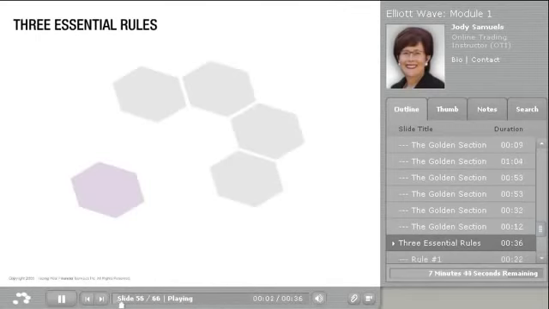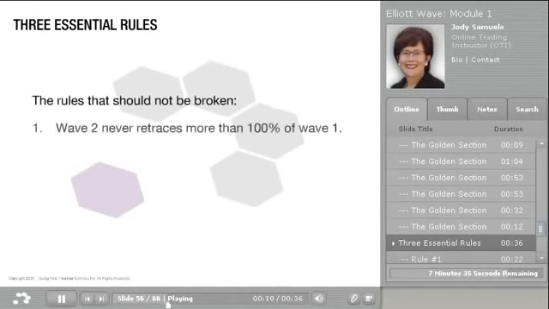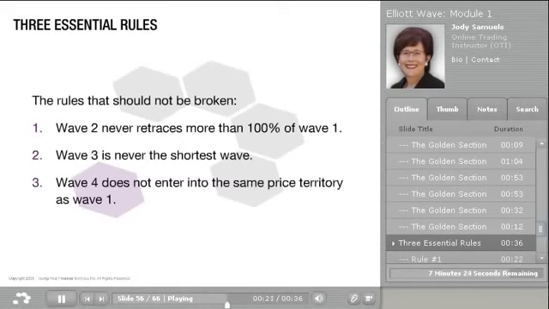There are three rules of the Elliott wave principle that cannot be broken. The rules that should not be broken are: 1. Wave 2 never retraces more than 100% of wave 1. 2. Wave 3 is never the shortest wave. 3. Wave 4 does not enter into the same price territory as wave 1. If any one of these rules is violated, then the operative wave count is incorrect, and there must be an alternative wave count to follow.